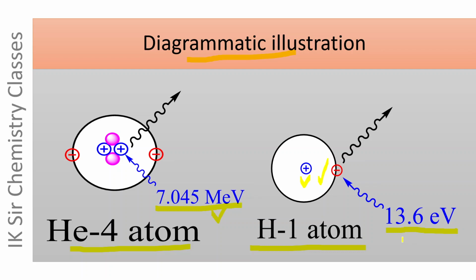Let us compare the amounts of these two energies. It is mega electron volt, that is of the order of 10 to the power 6 electron volt, while it is of the order of electron volt. It means the binding energy of nucleons is about 10 to the power 6 times greater than the binding energy of electron. Let us see it again. The binding energy of a nucleon is about 10 to the power 6 times greater than the binding energy of an electron.